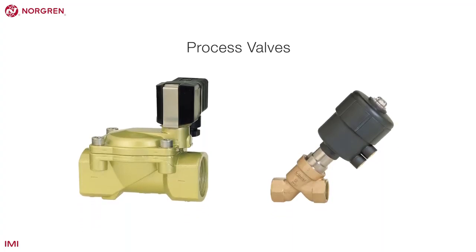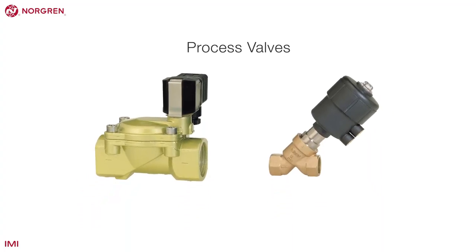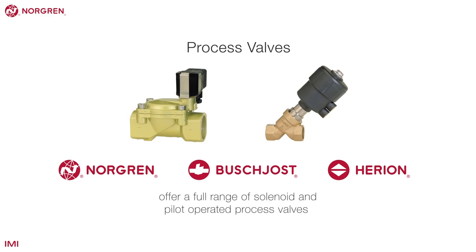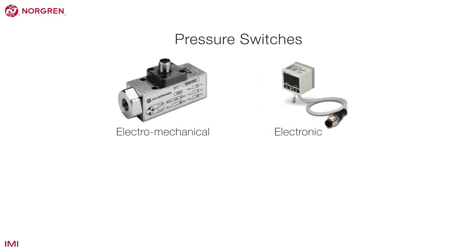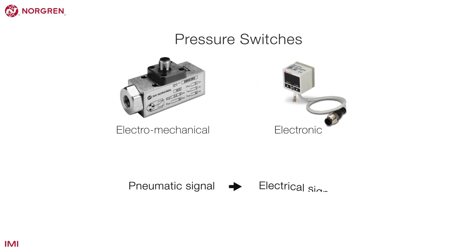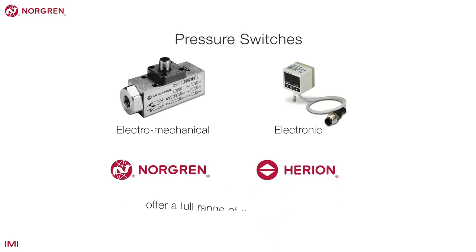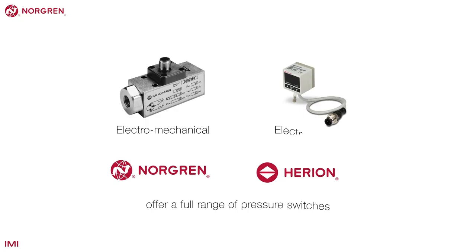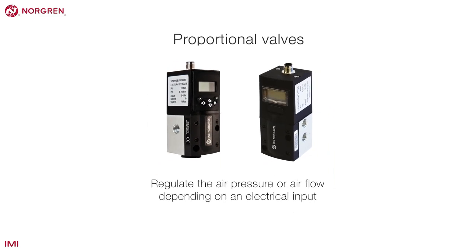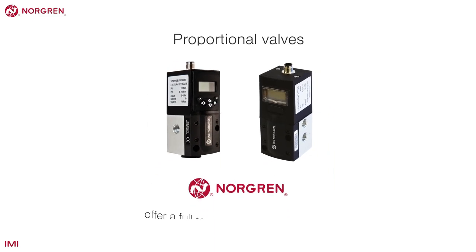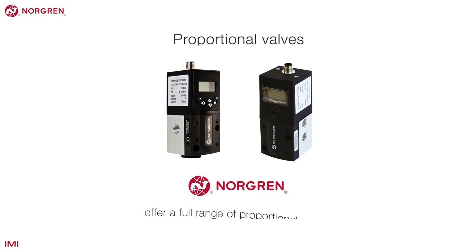Process valves control the flow of fluids and solids. Norgren, Buschjost, and Herion offer a full range of solenoid and pilot-operated process valves. Pressure switches can either be electromechanical or electronic. They take a pneumatic signal input and give an electrical signal output at a given point. Norgren and Herion offer a full range of pressure switches. Proportional valves regulate the air pressure or air flow depending on an electrical input. Norgren offer a full range of proportional valves.